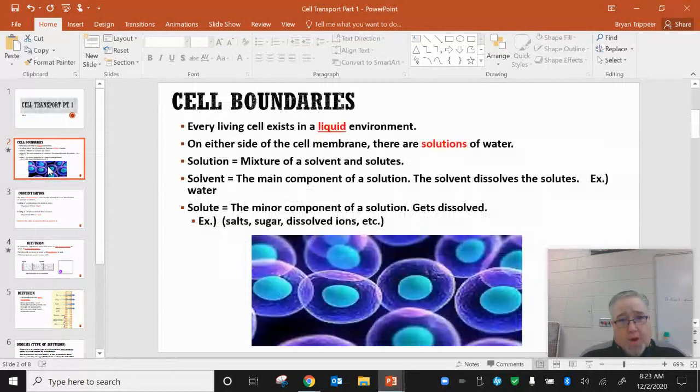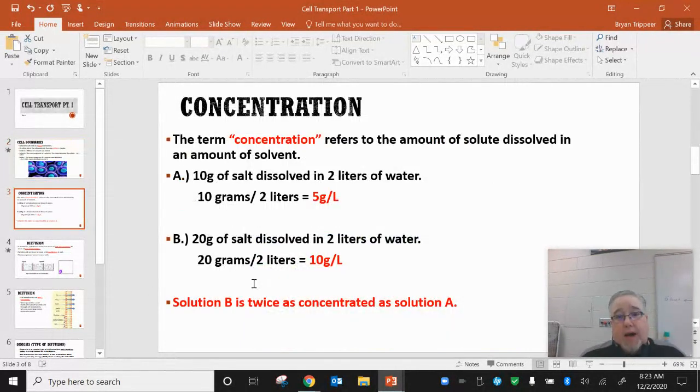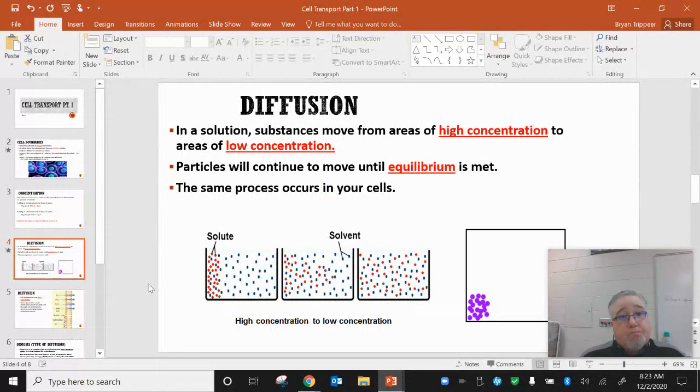So, just as a quick review, we talked the other day about the cell, and on both sides of the cell membrane, the inside of the cell, the outside of the cell, there's water. There's solutions of water. It's usually not pure water, but remember, solutions are made up of solvents and solutes. Make sure we know the difference between those terms. We did a simple calculation the other day with concentration, so make sure we can handle that.